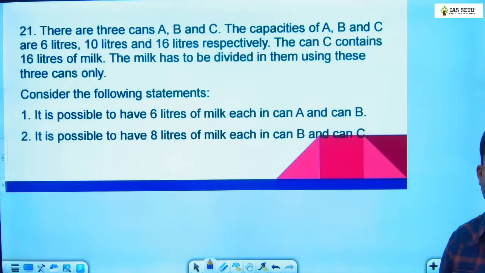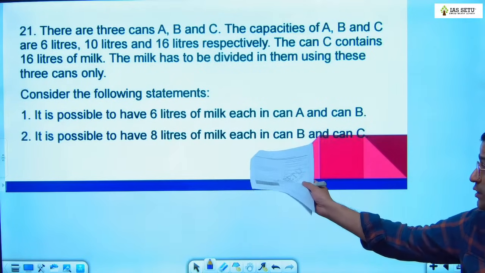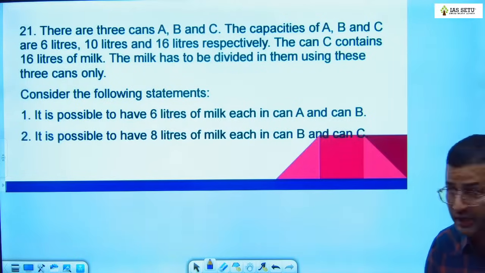Consider the following statements. Is it possible to have 6 liter of milk in each can A and can B? Can we divide 6-6 liter in A and B? Is it possible to have 8 liter of milk each in can B and can C? It is a thinking question. There is no direct formula for this question. I repeat the question.